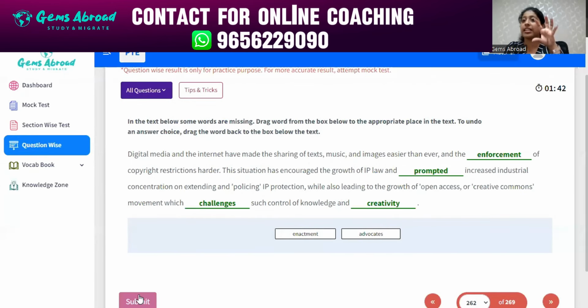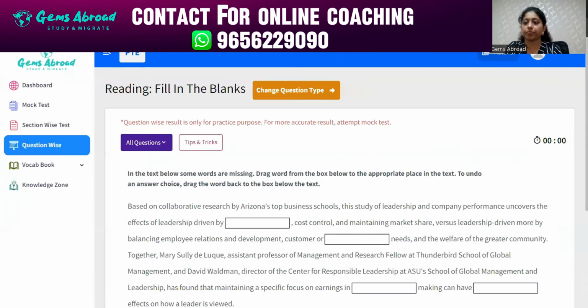Go through the context and understand its meaning, as our context-related word is what we need. So, other than the options that do not fit, choose here. We'll do one more question.